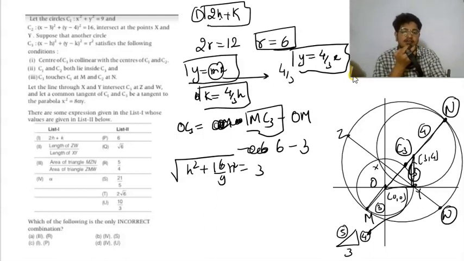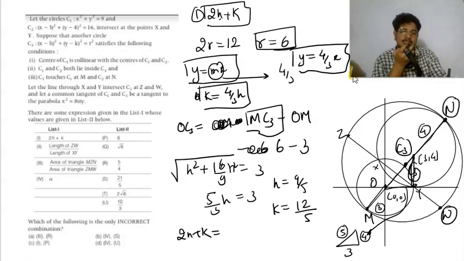Now if I solve this one, I will get 5 by 3 h is equal to 3, which means that h is equal to 9 by 5 and k is equal to 12 by 5. We got this one. And 2h plus k is equal to 18 plus 12 by 5, which is equal to 6.